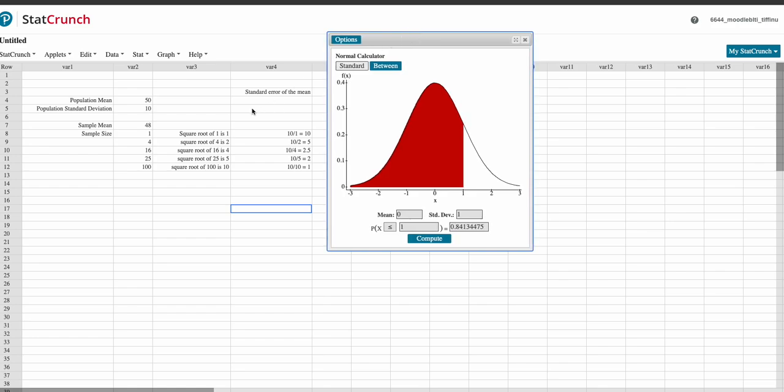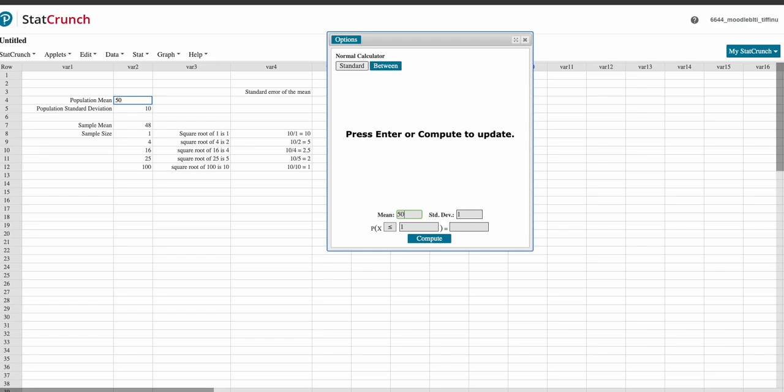you should be getting. So right off the bat, we have a population mean of 50. So your population mean is the mean you're comparing everything to. So the population of 50, the mean should go right there. The standard deviation is 10. So I'm going to put a 10 right there.